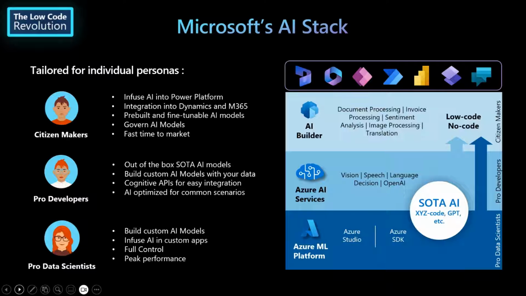And then the top layer is the no-code AI layer, which is AI Builder. You'll see even higher dimensions around scenarios, so document processing, invoice processing, sentiment analysis, and so on and so forth. This is where citizen developers and no-code makers play, and this is where AI Builder fits in. And on top of it is the enablement layer, where AI Builder is enabling everything else in the Power Platform suite from a capability and product perspective.